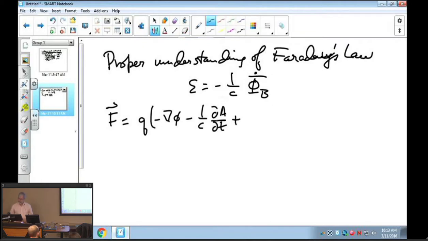There we go. A field, 1 over c, v cross B. Okay, the Lorentz force law has in it the two kinds of forces, the A dot and the v cross B force. This is more fundamental.